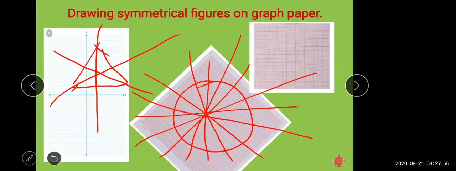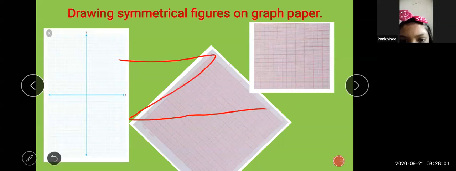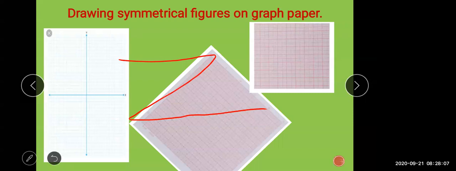Now, we have one question for you. How many axes can we draw in the Z? Can we draw the axis in the Z? No, sir. No, very good. If we draw the axis on the Z, we cannot get the exact parts of the figure. The part on the left side and the second part on the other side are not the same, so it's not a symmetrical figure.